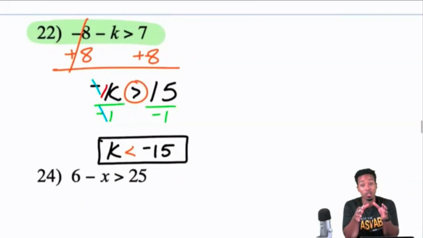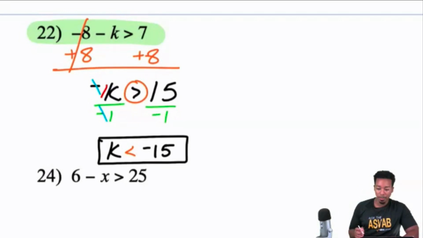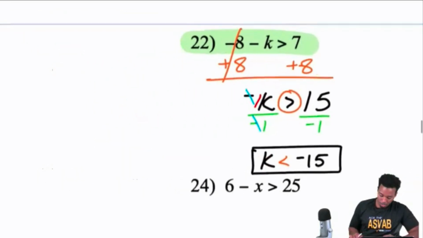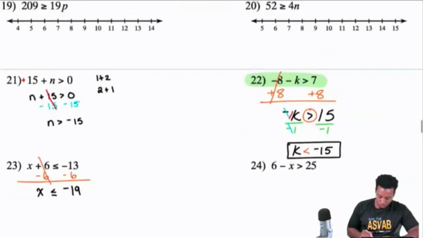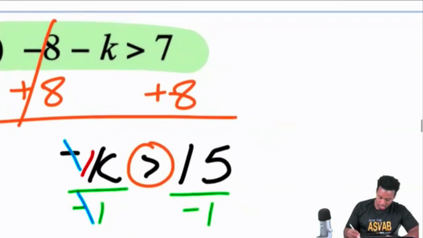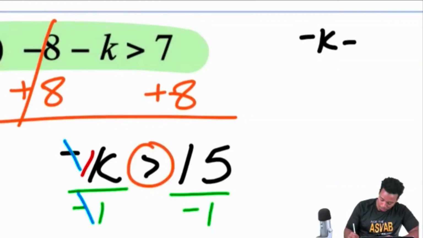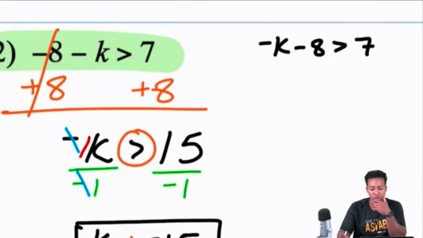Now, Marquette, I got you. So Marquette had a question, and I'm going to ask to see if anybody else had the same question. Marquette was asking, how come we didn't treat this the same way as we did 21? In 21, you saw how we had 15 plus n and we changed it to n plus 15. Are we allowed to do that here? Are we allowed to start this off and say, -k minus 8 is greater than 7? Can we do that? Yes, we can. So Marquette, you absolutely can.